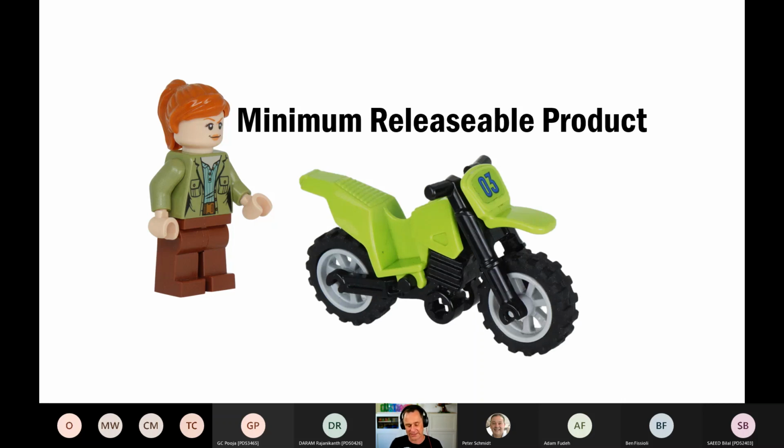Claire has decided that something more analogous to the trail bike is what she has called the minimum releasable product. So it's got sufficient features that we can retire our existing application. It's a bit more sophisticated than the scooter or the bike or the skateboard. Those steps along the way were necessary, but they weren't worth putting into production.